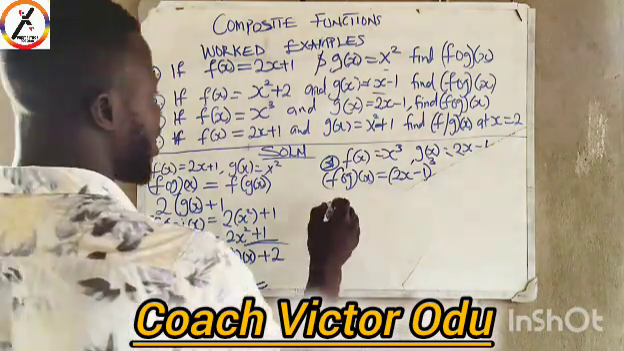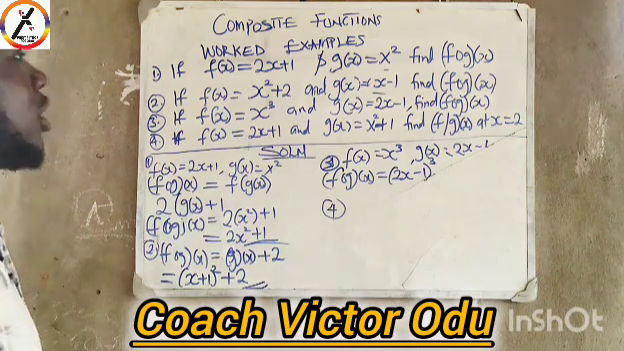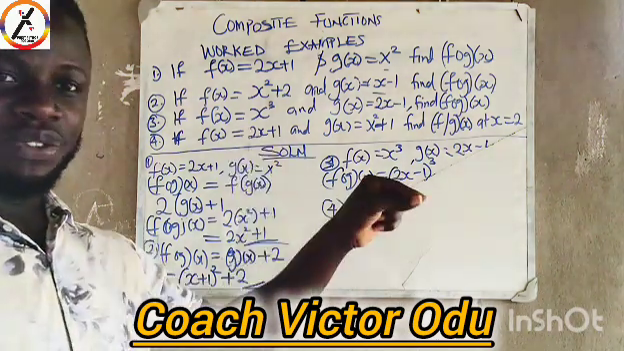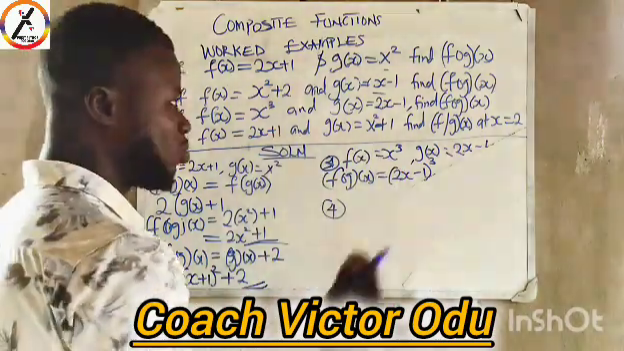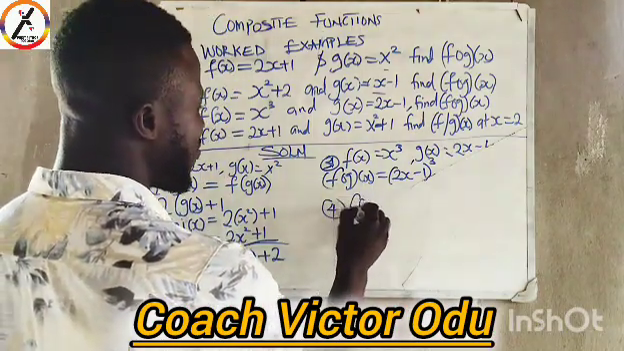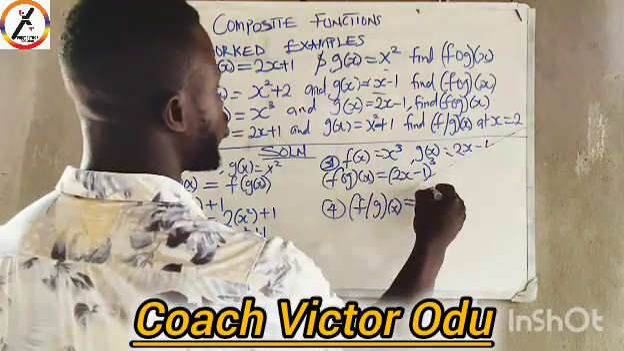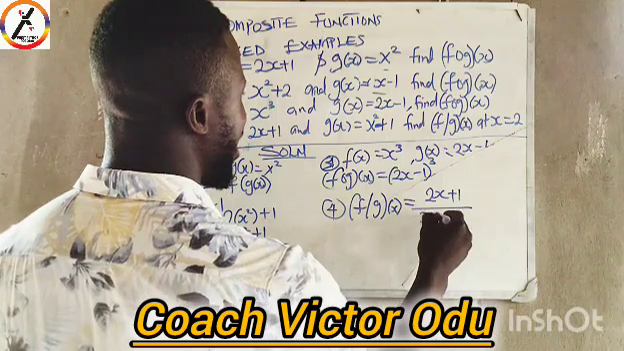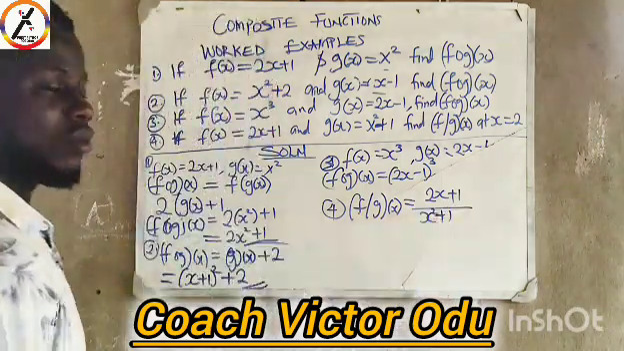Okay, so let's solve for the last one. We shall first say if f of x is 2x plus 1 and g of x is x squared plus 1, find f over g of x at x equal to 2. This looks a little bit tricky, but it's very simple. So we have f over g of x to be equal to 2x plus 1 all over x squared plus 1. Very simple.